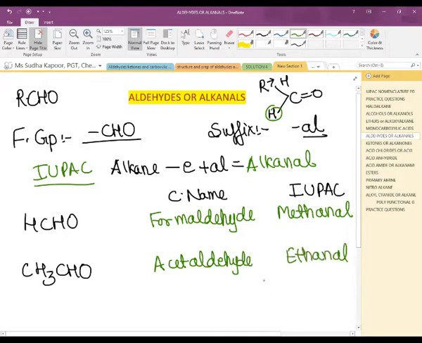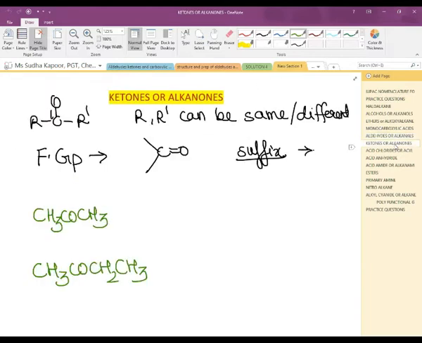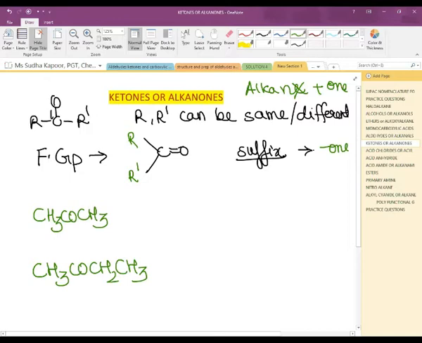Similarly, we can prepare the homologous series also for them. Now comes the turn of the other functional group, that is ketone. In case of ketone, RCOR', and the functional group is C double bond O. On the two sides, there are two alkyl groups and none of them can be H. So the suffix used in case of ketone is -one, and the name is given by removing E of the alkane and adding -one. So the name becomes alkanone.